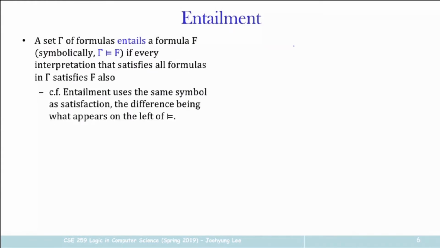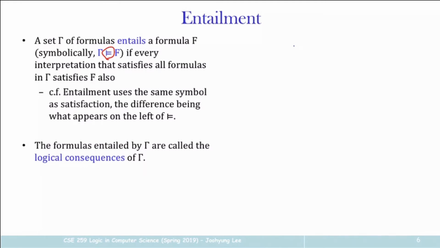Now, the first thing to note here is that gamma entails f uses the same symbol as satisfaction between the interpretation and truth values. There is actually a reason for this, but let me postpone the discussion until later. Although we use the same symbol, what appears on the left-hand side is different. Before, you had an interpretation on the left-hand side of this symbol, but now we have a set of formulas gamma on the left-hand side. That's why the definition is actually different.